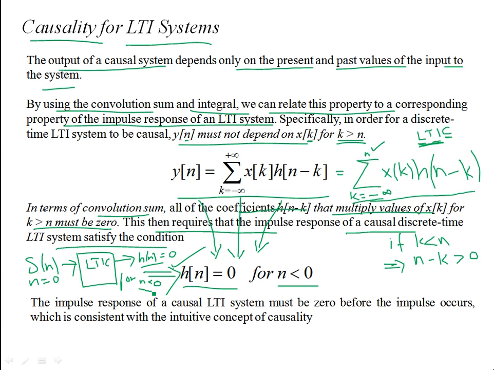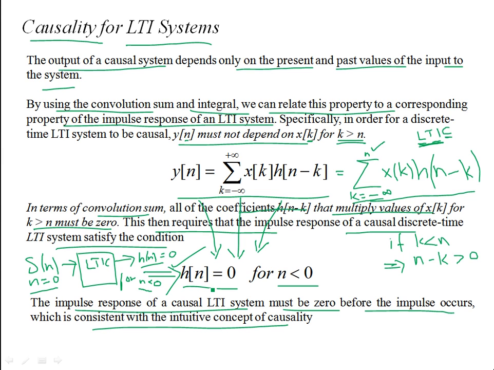It doesn't know when the input is going to be applied, right? So the system is going to respond only at the instant when the input is applied. So the impulse response of a causal LTI system must be 0 before the impulse occurs, which is consistent with the intuitive concept of causality. Since we are talking of the impulse response, we are discussing causality in terms of the impulse response of an LTI system.